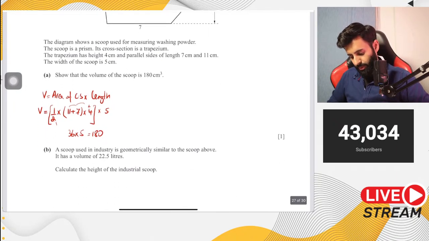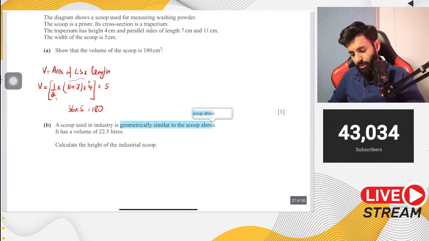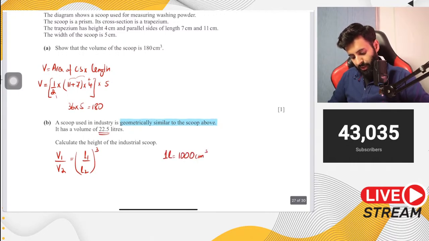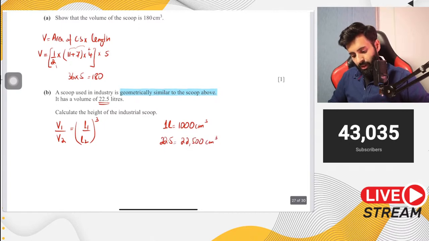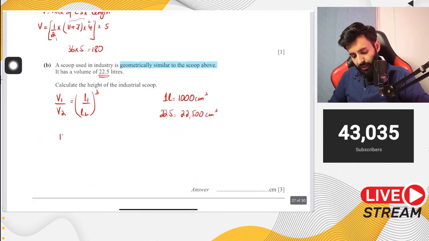Then it says a scoop used in industry is geometrically similar to the scoop above. It has a volume of 22.5 liters. So whenever you see geometrically similar and it's talking about volume, immediately write this down: L1 upon L2, the whole thing cubed. The volume is 22.5 liters. So 1 liter, remember, is equal to 1,000 centimeter cube, which means 22.5 liters will be equal to 22,500 centimeter cube. Now, what is the volume of our little scoop? That's 180. What is the volume of the industrial scoop? 22,500.